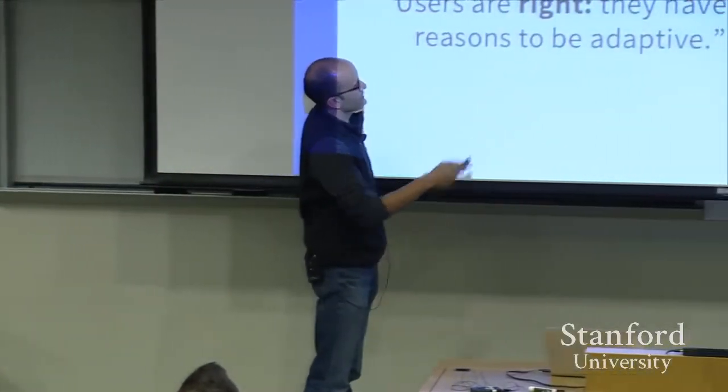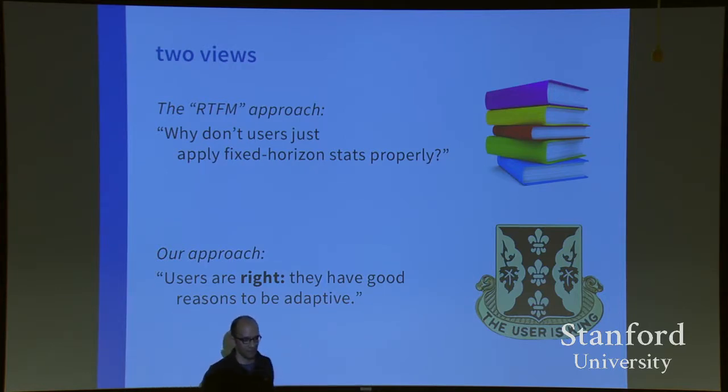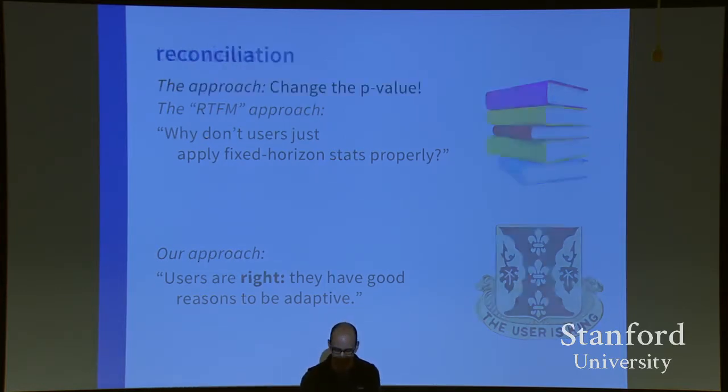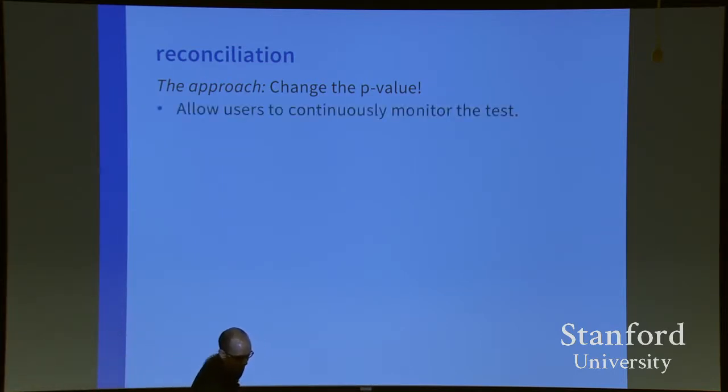So the question isn't so much to read the textbook necessarily, but rather, can we allow them to be adaptive and still give reasonable inference and reasonable control? So we actually committed to this as a constraint, and then said, can we design a procedure that does a good job relative to that constraint? The approach we took was to change the p-value. We kept everything else the same, but we changed the notion of significance. And how do we change it? This is what I'll dig into a little bit to show you what we did.